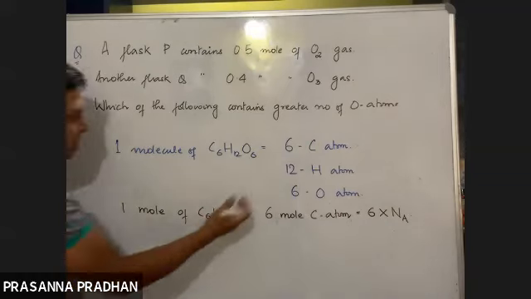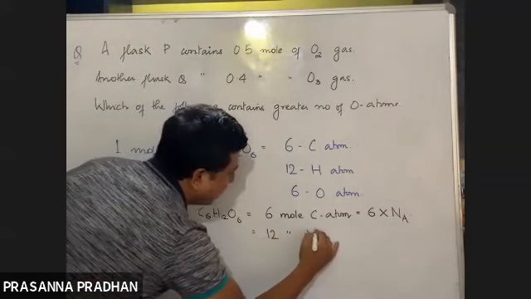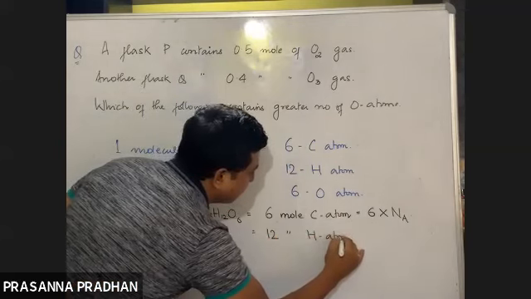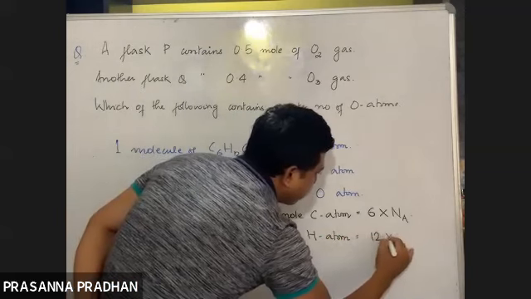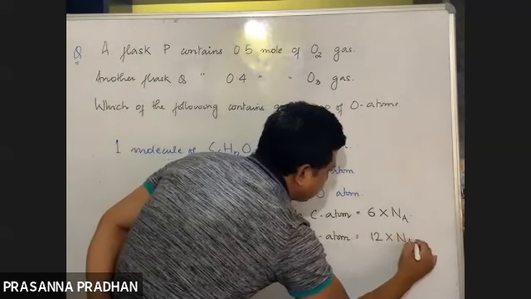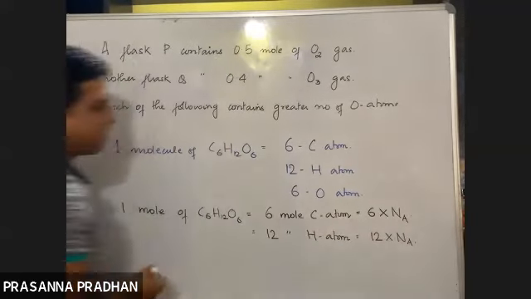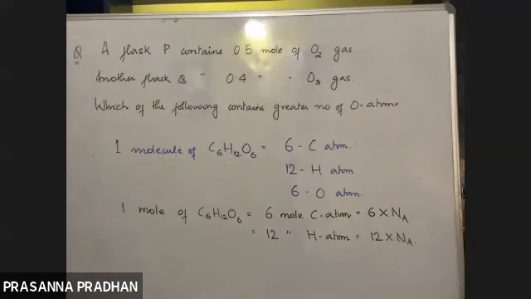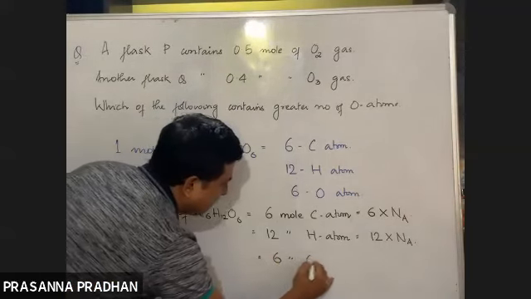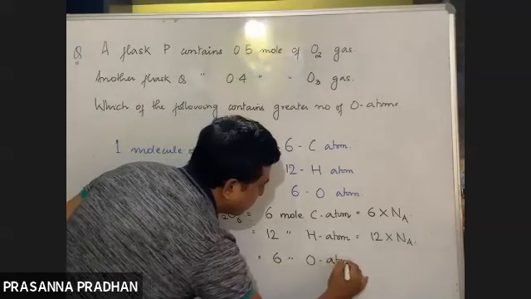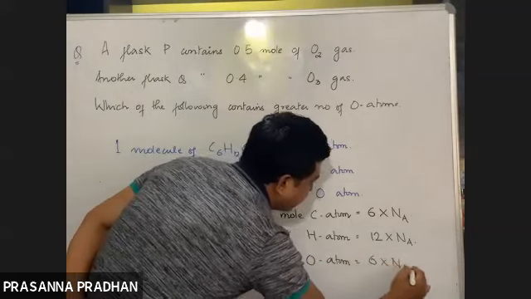Similarly, 1 mole of glucose contains how many hydrogen atoms? It contains 12 mole of hydrogen atoms. 1 mole is the Avogadro number, so 12 mole means 12 times the Avogadro number. Similarly, how many oxygen atoms? It contains 6 mole of oxygen atoms, which is 6 times the Avogadro number.